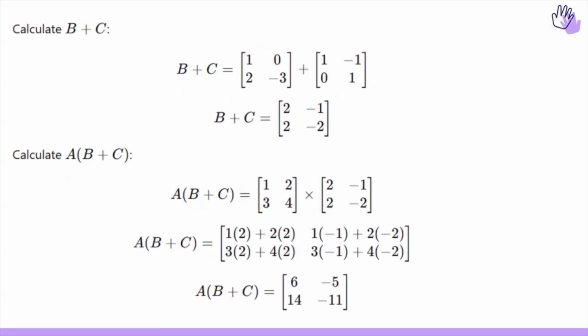Coming to the next thing, calculate B plus C. So how do you calculate B plus C? Just add the corresponding elements. So 1 plus 1, that is 2. 0 plus minus 1, that's minus 1. 2 plus 0, that is equal to 2. Minus 3 plus 1, that is equal to minus 2. Okay, so just add the corresponding elements.